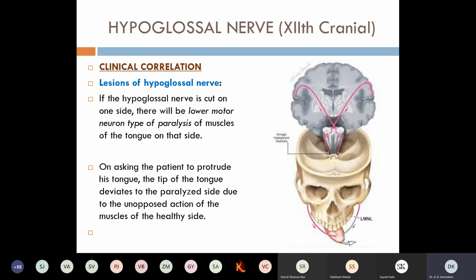Clinical correlation. Lesions of the hypoglossal nerve. Okay, in lower motor neuron paralysis, the tongue muscle will be paralyzed on the affected side. How are you going to test? Ask the patient to protrude his tongue. The tip of the tongue will deviate to the paralyzed side. Why? It is due to the unopposed action of the genioglossus muscle on the healthy side.